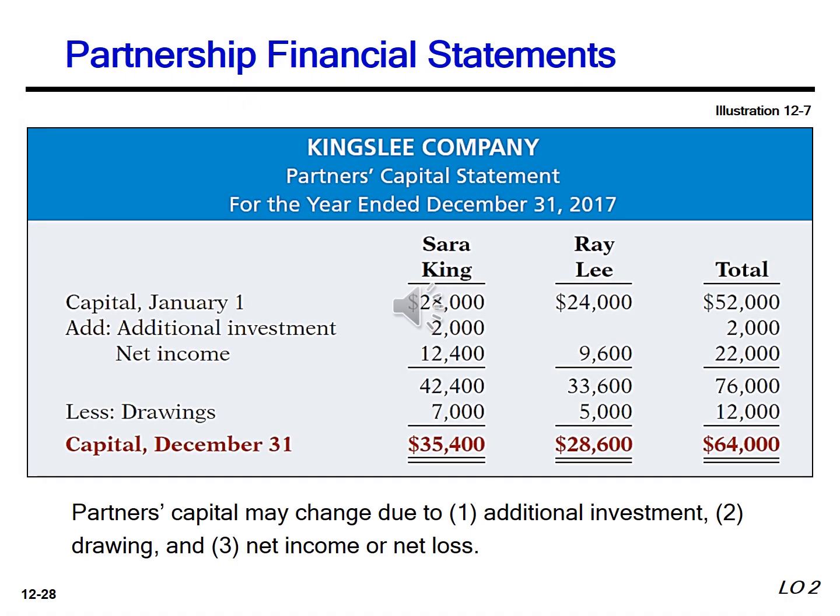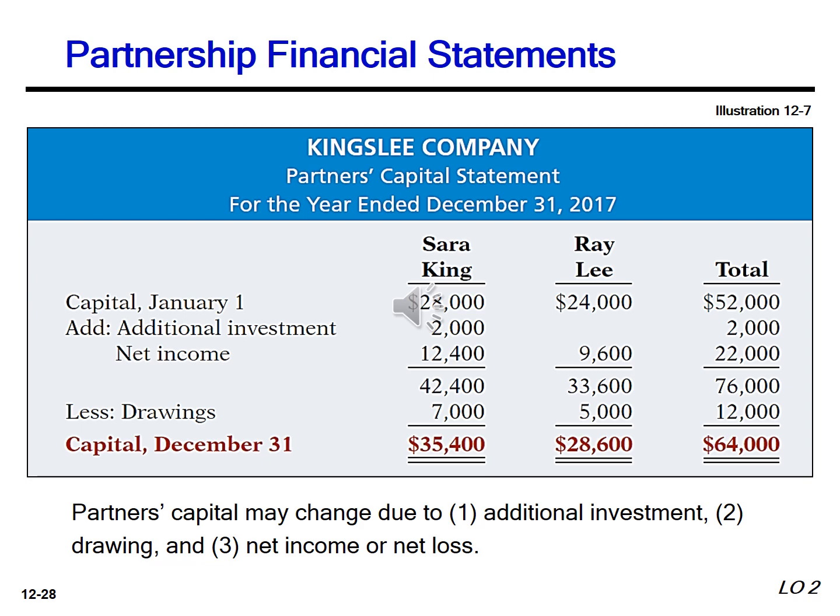Now remember, one of the main financial statements that we learned before in Accounting 1 was the change of owner's equity statement, or the owner's equity statement. And now for partners, we have what's called the partners' capital statement. The main difference here is that instead of showing the change in the owner's capital for one owner, we're going to split the statement into the two partners.